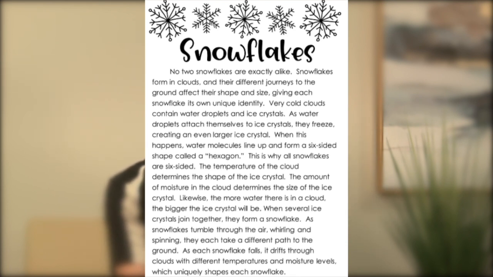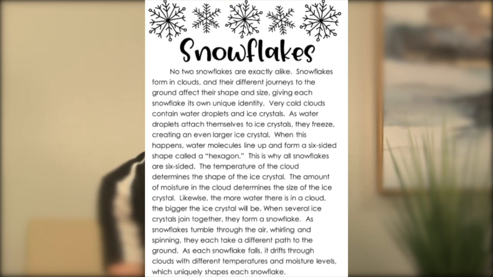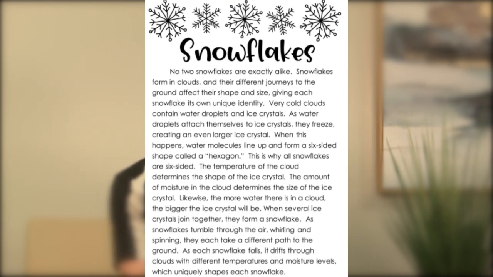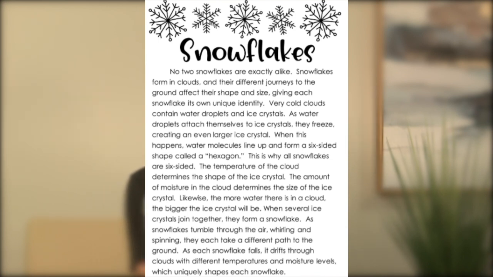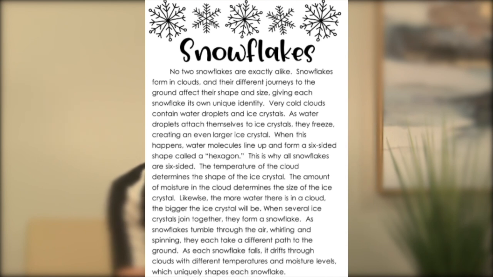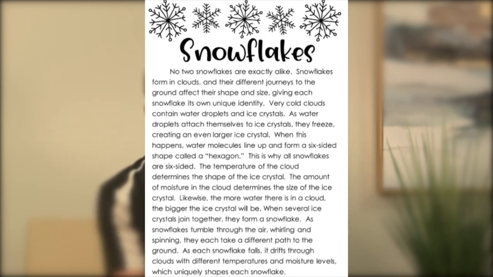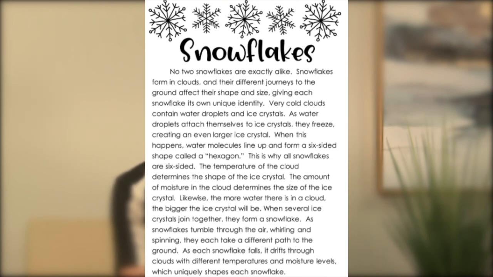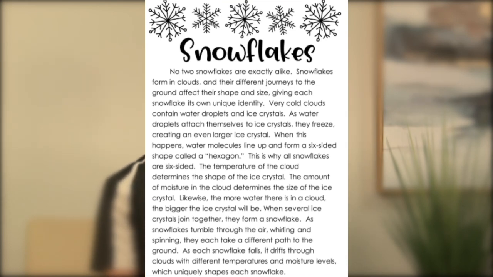The temperature of the cloud determines the shape of the ice crystal. The amount of moisture in the cloud determines the size of the ice crystal. Likewise, the more water there is in a cloud, the bigger the ice crystal will be. When several ice crystals join together, they form a snowflake. As snowflakes tumble through the air, whirling and spinning, they each take a different path to the ground. As each snowflake falls, it drifts through clouds with different temperatures and moisture levels, which uniquely shapes each snowflake.